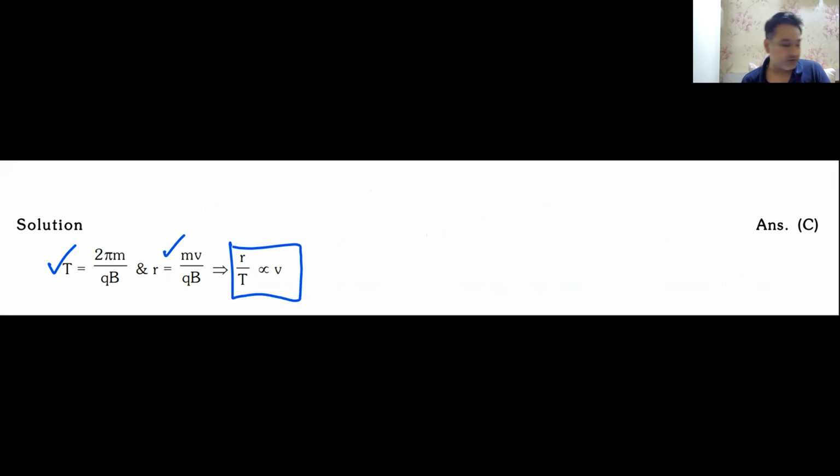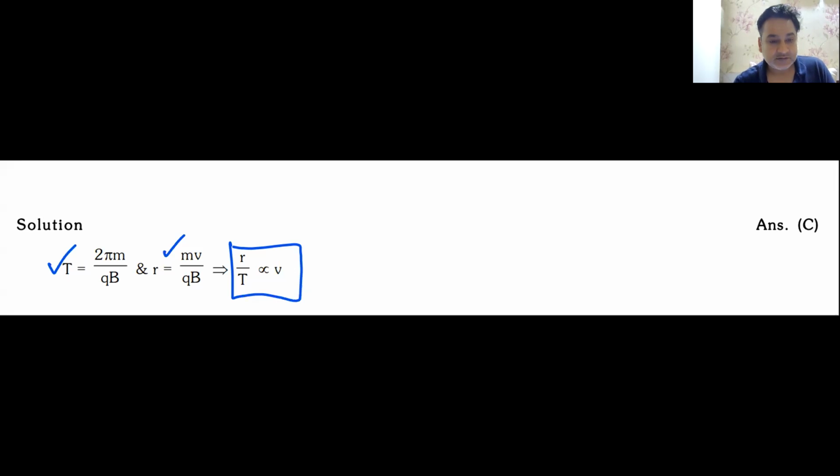We should not call it ratio. R by T is basically distance divided by time. Simple. Yes or no? Did you get it? See, the questions are pretty simple, but they might look complicated because of the language in which they are put. Don't get bamboozled by those languages. That is why we are solving all types of questions that are possible.